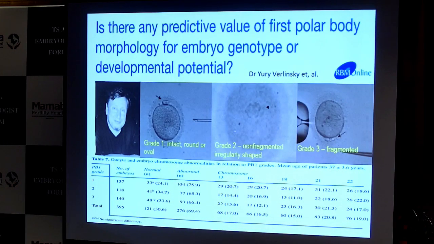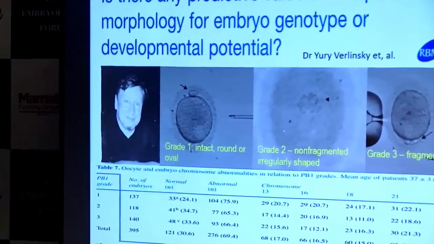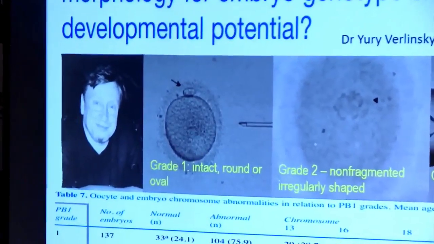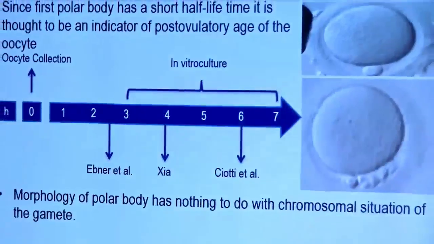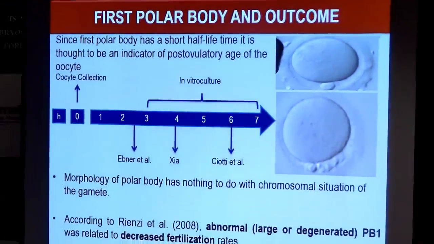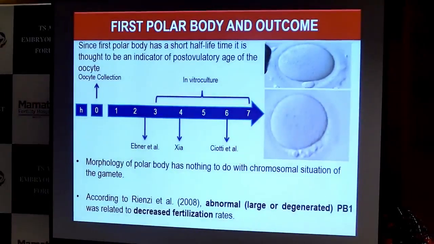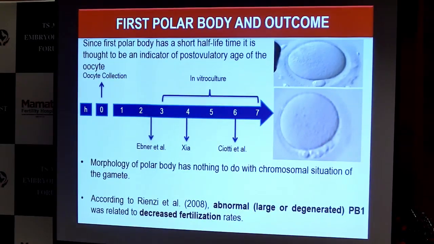The polar body. Is there any role? Uri's group has said whether it's round, whether it's fragmented, whether it's irregular, whether it's oval, it really doesn't impact. It doesn't impact because he's the one who started polar body biopsy, so it really doesn't impact the embryo development. But if your polar body is fragmented completely, then the reason the polar body has fragmented is because you have kept that oocyte for a longer time in the laboratory, or in vivo the oocyte has aged, because fragmentation is associated with aging of the oocyte.